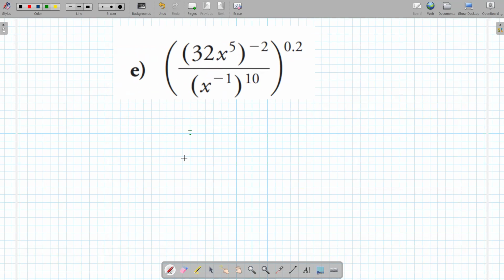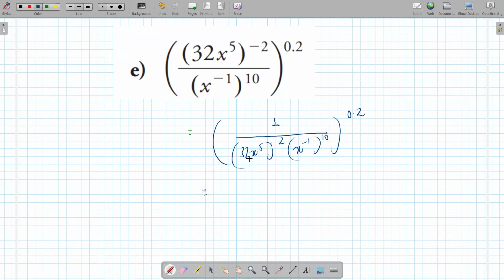Here, what about this one? What would we do? First step. So there's multiple ways to attack this. What I'm gonna do is attack this exponent here. There's a negative exponent. I'm gonna leave everything on the outside because it's a positive exponent as is. But inside, it's gonna become 32x^5 to the negative 2, x^-1 to the 10. Sorry, this becomes a positive 2 when you throw it in the denominator. So that's a plus 2.